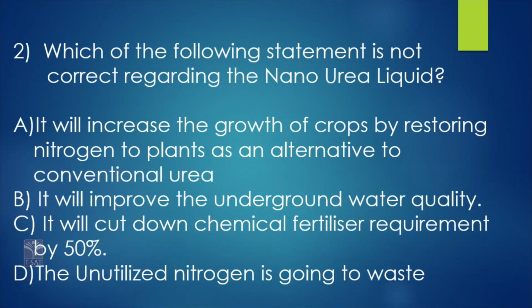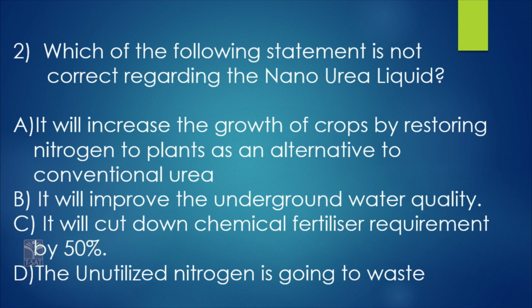Now, the second question is, which of the following statements is not correct regarding nano urea liquid. So, here four options are given. It will increase the growth of crops by restoring nitrogen to plants as an alternative to conventional urea, correct, because we already learned it is one of the significances, it increases the growth of crops by restoring nitrogen to the plants. This is the first option, A is correct. It will improve the underground water quality, it improves the plant quality, air quality, water quality. So, it is correct, it will improve the underground water quality. Option B is also correct.